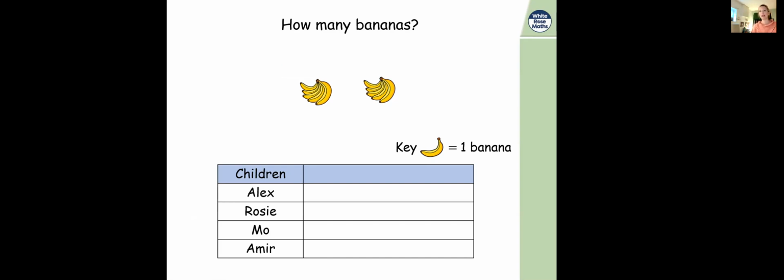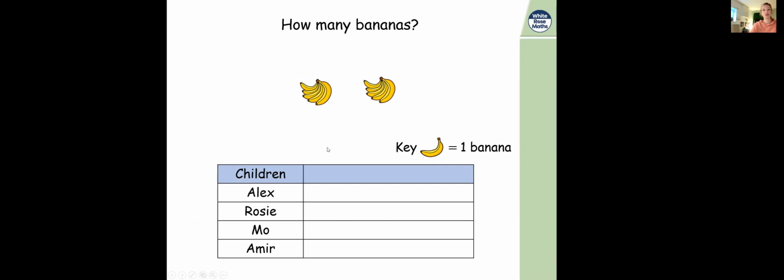And I've got my table below with the children's names on there and my key. Hang on a minute. There's not a shape anymore in the key. It's a picture of a banana, because for pictograms you can draw any picture you want, really. It's got to be relevant, but this time, because it's about bananas, the key is showing a banana picture, and one banana represents one banana.